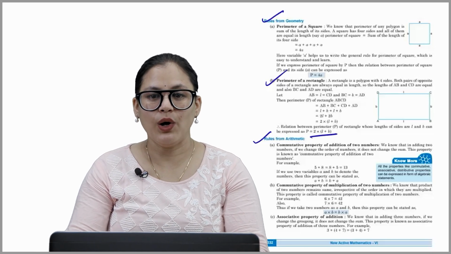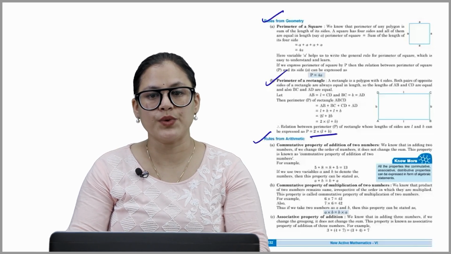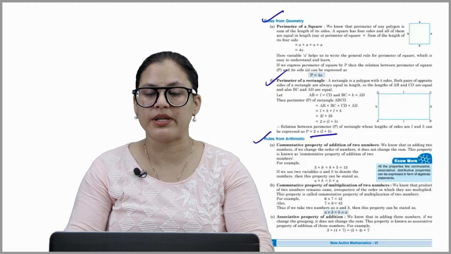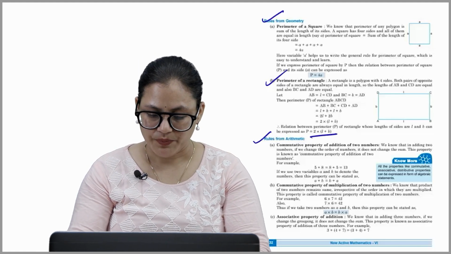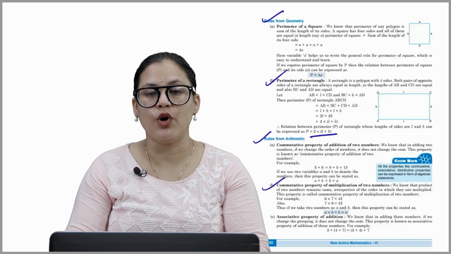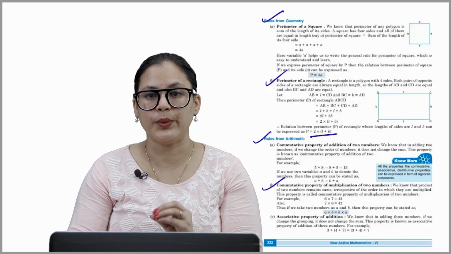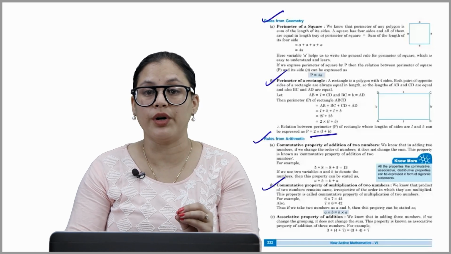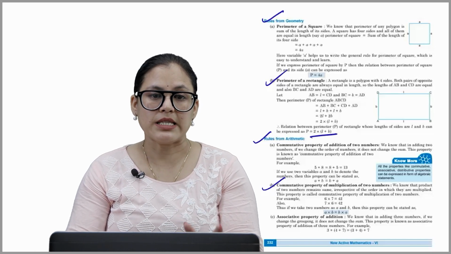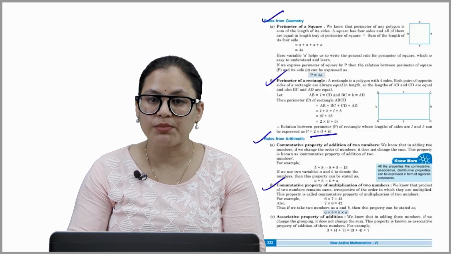All the properties like commutative, associative, distributive properties can be expressed in the form of algebraic expression statements, right? B. Commutative property of multiplication of two numbers. We know that the product of two numbers remains the same irrespective of the order in which they are multiplied. This property is called the commutative property of multiplication of two numbers.